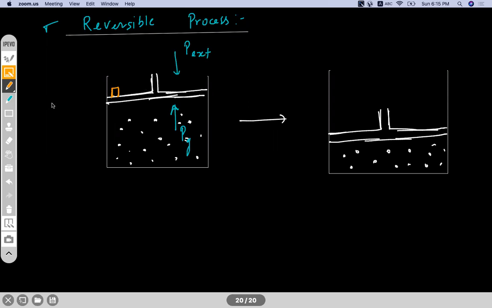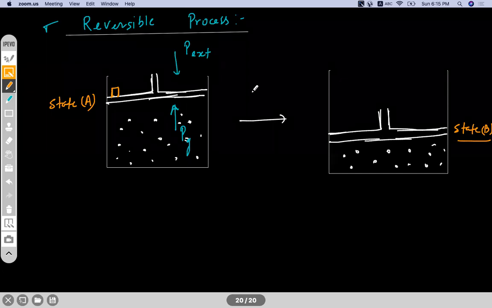So this is state A, for example. And this is state B. Two different states, like I said, we are going to understand. We want to go from A to B. That's what we are discussing. We want to go from A to B. We increase the pressure.